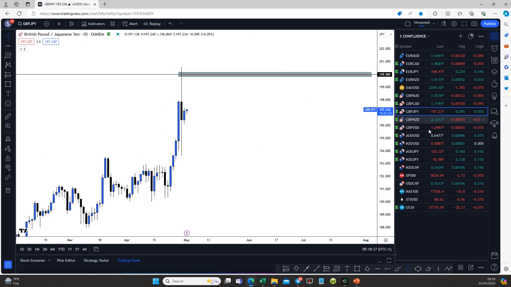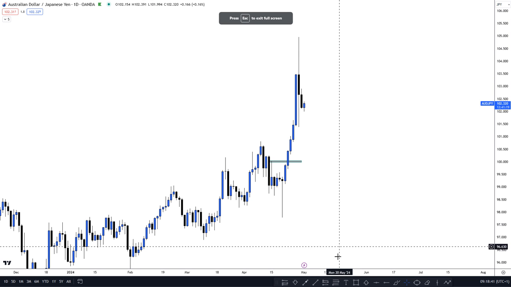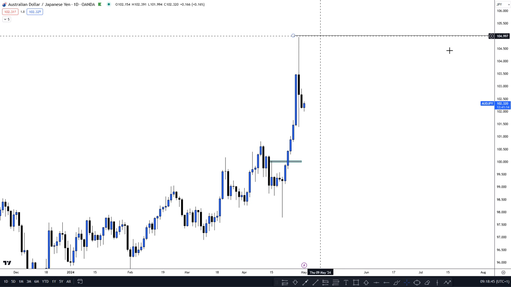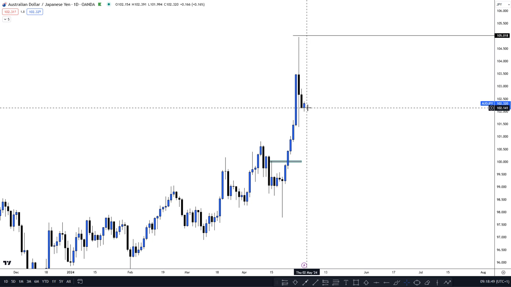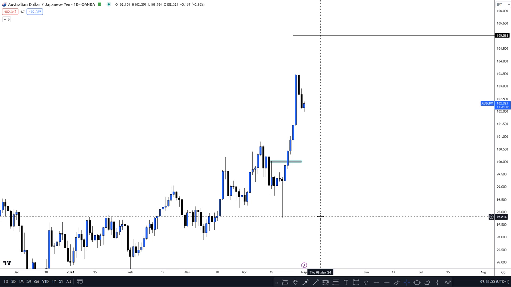If you look at pairs like, I think it was even AJ as well, where did AJ go? AJ pumped up and went pretty much to 105 on the dot. And then following that, it has pulled back about 300 pips. So just these psychological numbers you can see work.